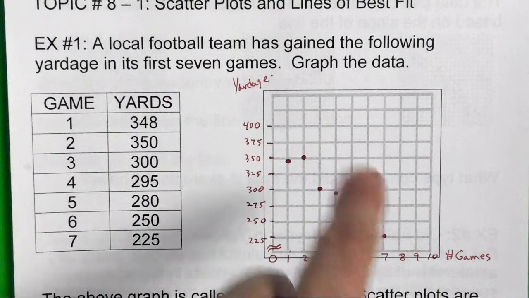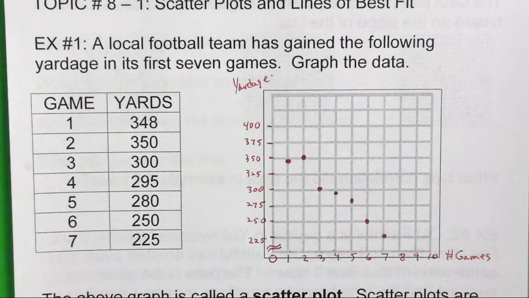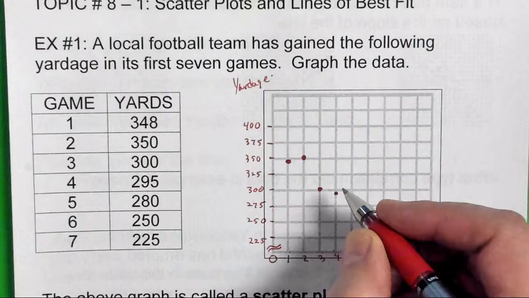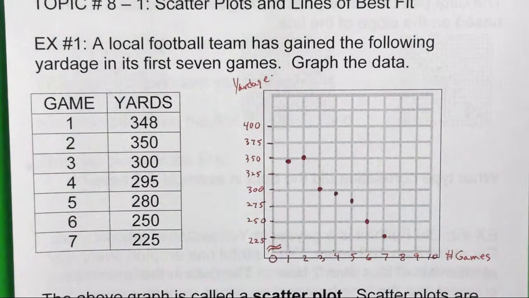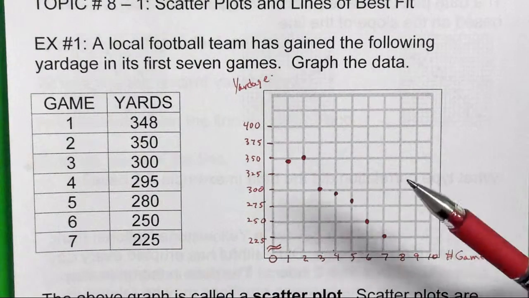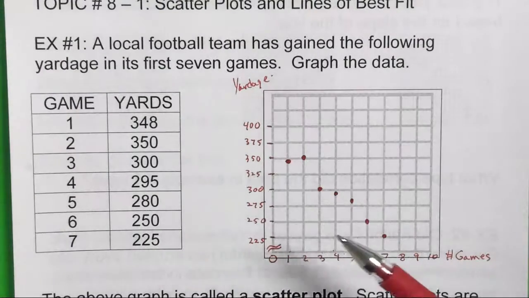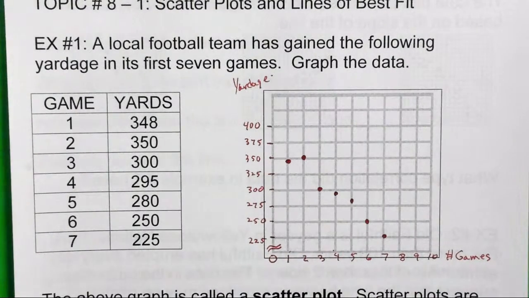Okay. So let's look at this. Does this data line up in a nice line? No, it does not. That's why we call them scatter plots. Most data in the real world does not line up in a nice line. So the problem is, if we want to make predictions or make a model with the data, we want to get a line of best fit.